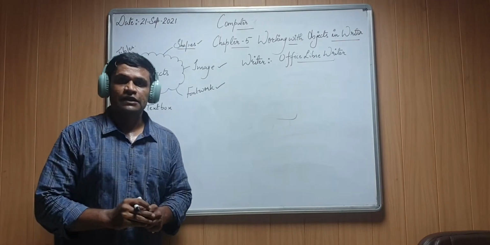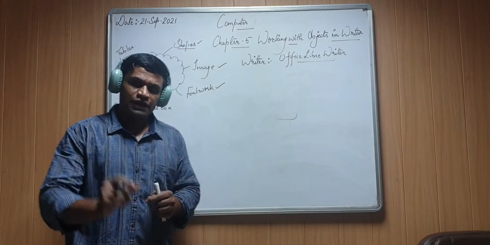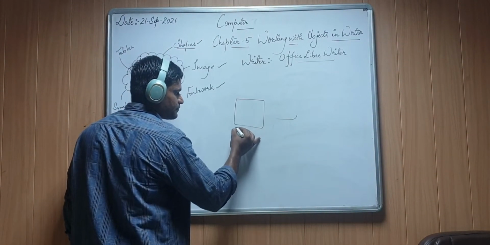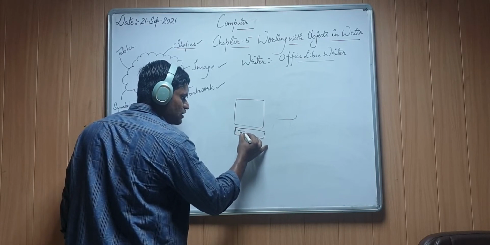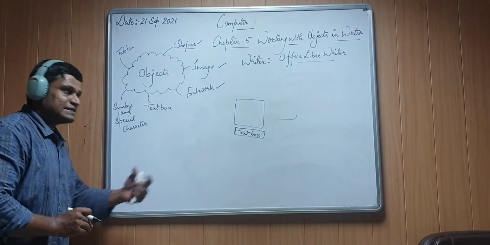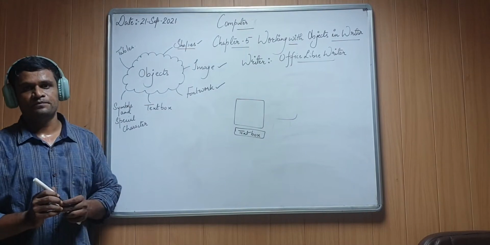Students, you have seen that many pictures, many diagrams which are mentioned in your book, they have a small text box beneath them. This is the text box which is describing the content or the picture which is shown above. Such kind of text box can also be inserted in the Word document.